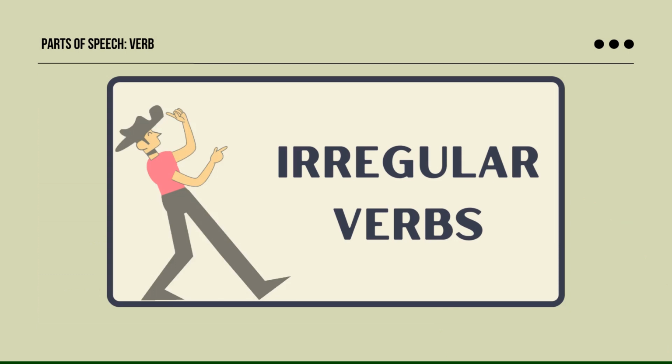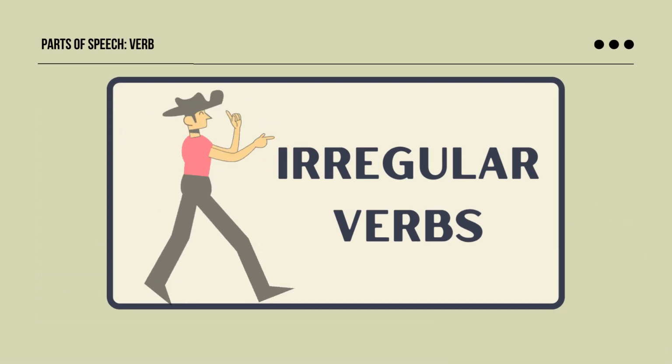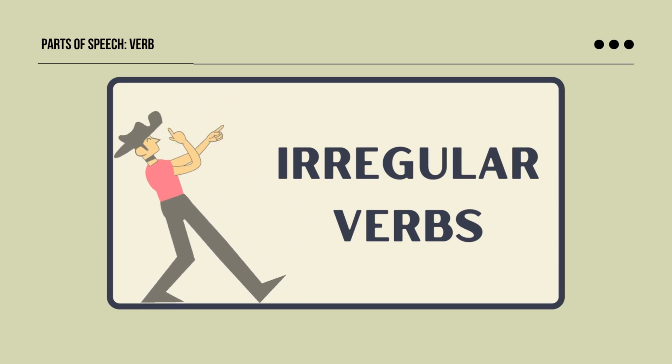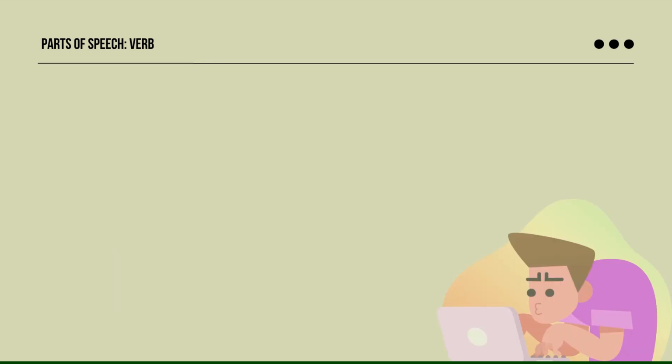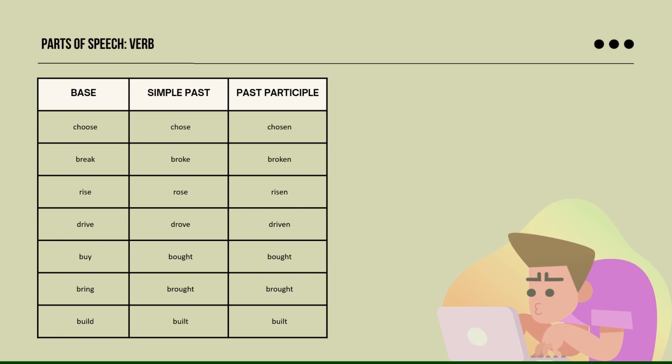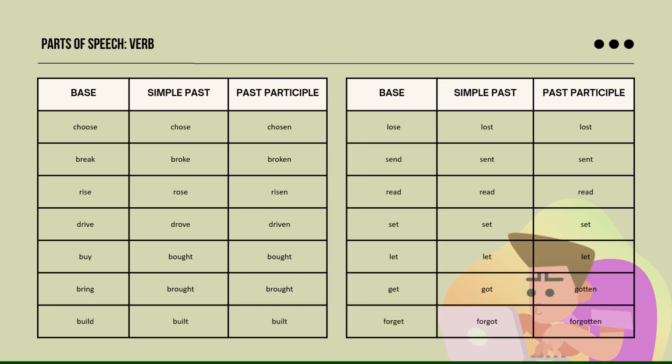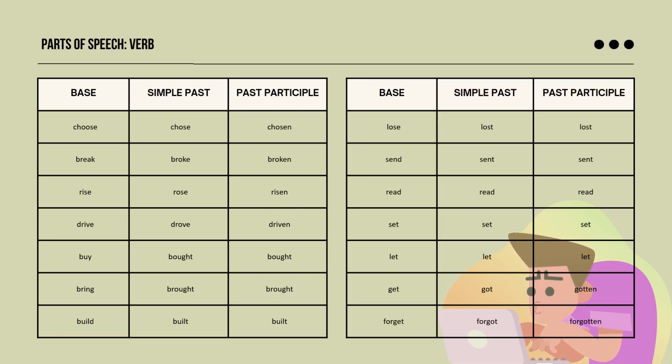Okay, so moving on, we go to irregular verbs. So what could be irregular verbs? Okay, so we have several examples here for irregular verbs. So like irregular nouns, we also have irregular verbs. We have here the base, meaning that is the verb itself, meaning it could be in the present tense, then simple past, and then past participle.